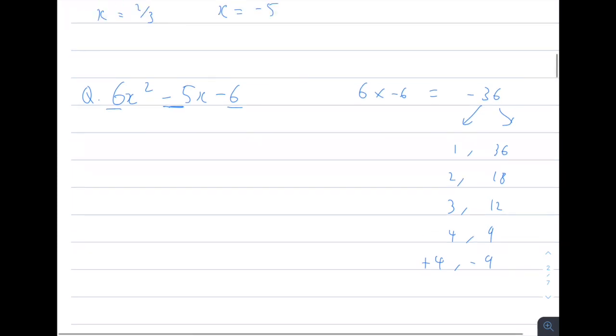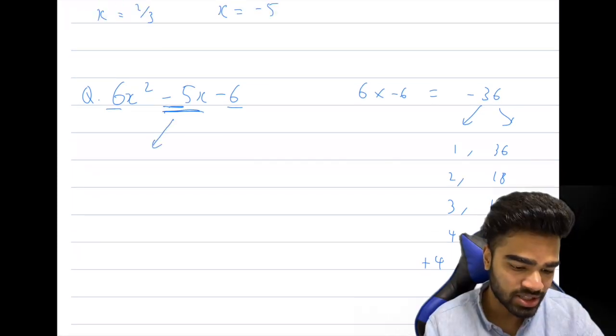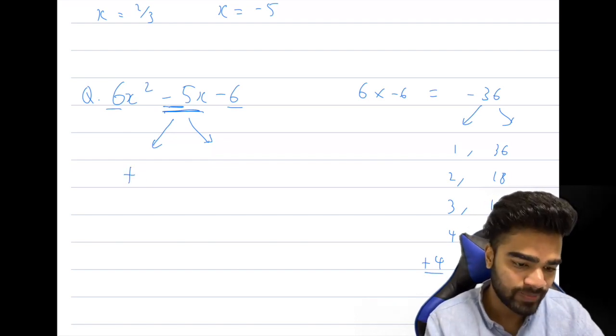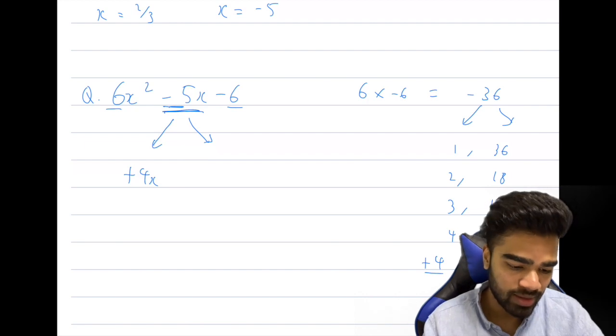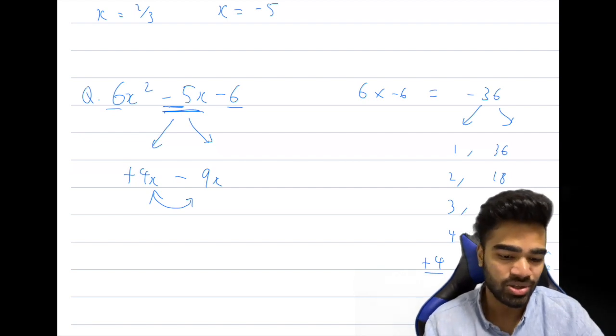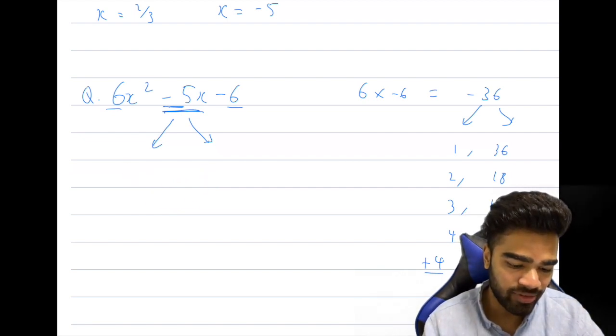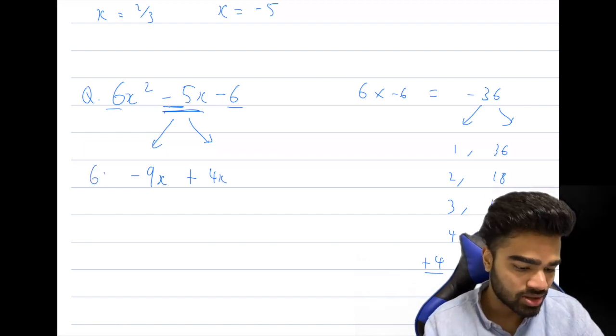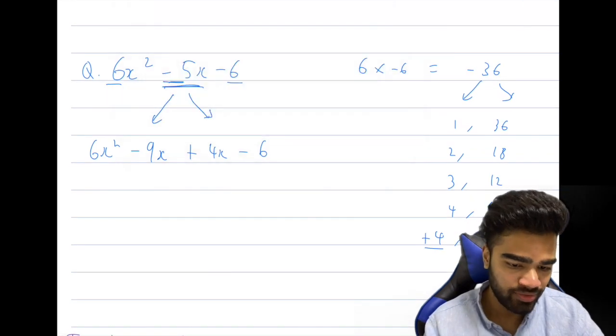Those are two factors. So again, you take the middle number and split it up into both factors, right? So one of them is plus 4x, and one of them is minus 9x. By the way, even if you swap these two around, it doesn't matter. The order doesn't matter. In fact, I'm going to do it the other way just to prove it to you. I'm going to do minus 9x and plus 4x, like this. Just to prove to you that it doesn't matter which order you put it in. So it's going to be 6x squared minus 6, they just come down, and then factorize by grouping.